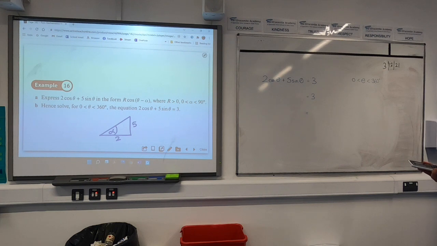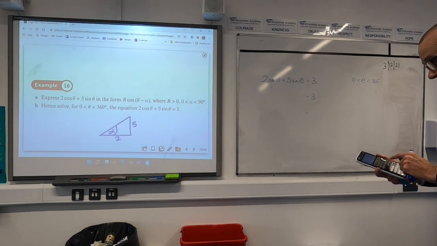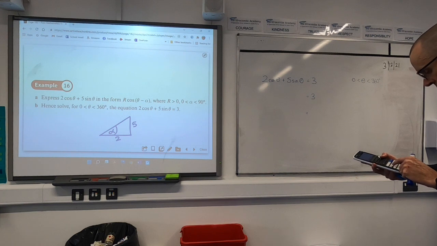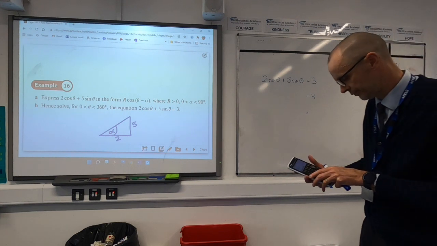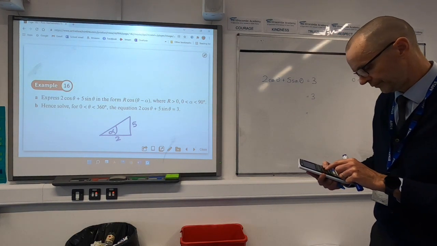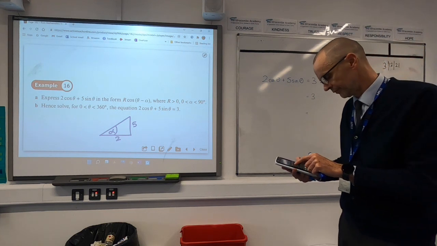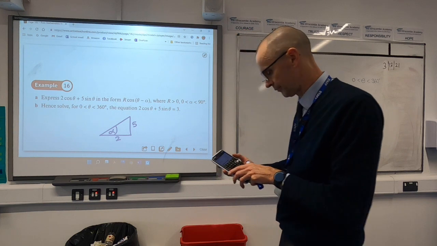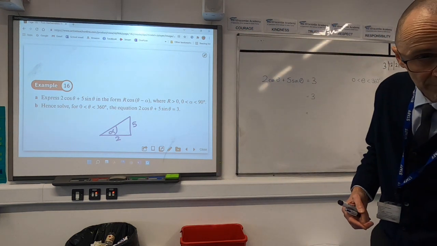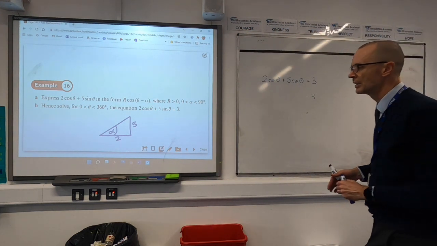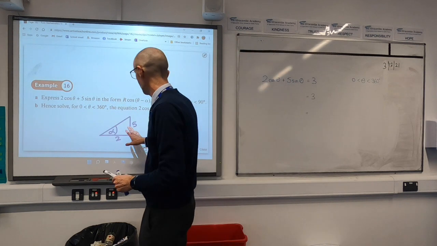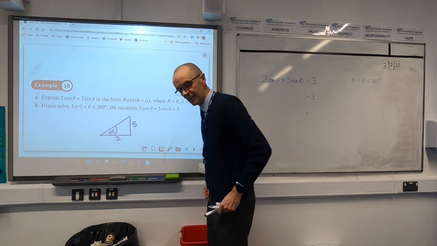Probably best to leave R in surd form. Back in degrees now. So is it always determined? Yes, because in my little trick, the coefficients become the opposite and the adjacent.